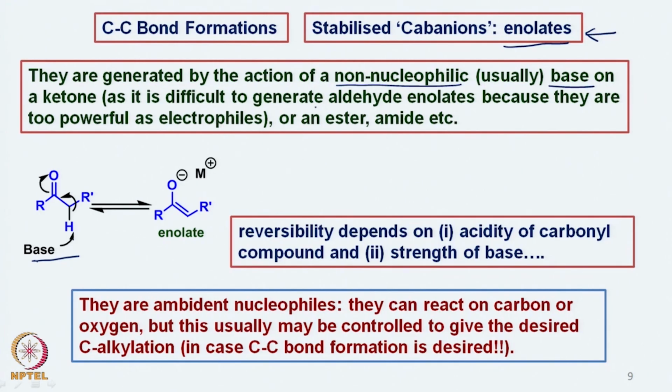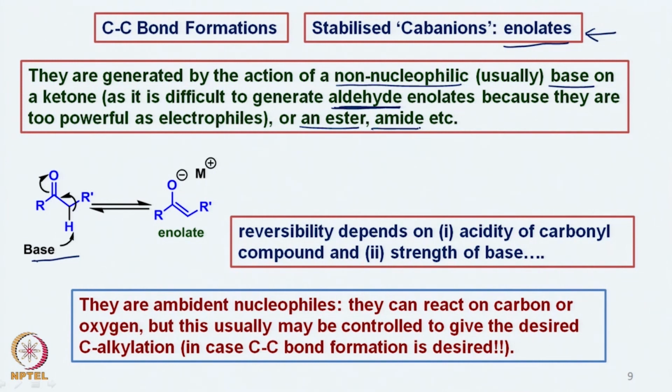We are not taking the aldehyde as the carbonyl part to generate the corresponding enolates, because the enolates generated from aldehydes are very reactive, and aldehydes are very electrophilic in nature, and therefore they generally condense with each other, so it is not very convenient to generate an enolate from an aldehyde. But we can take a ketone, or an ester, or an amide, from which it is easy to generate the enolate.